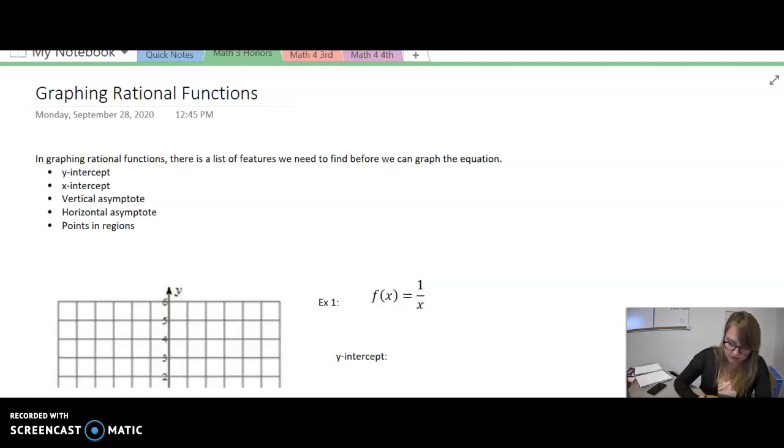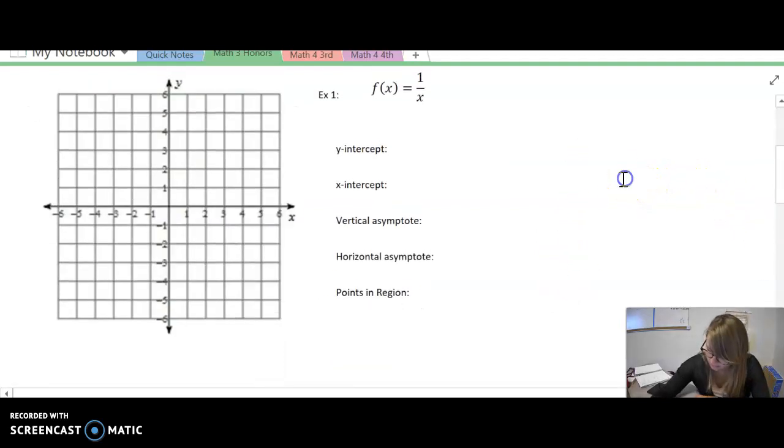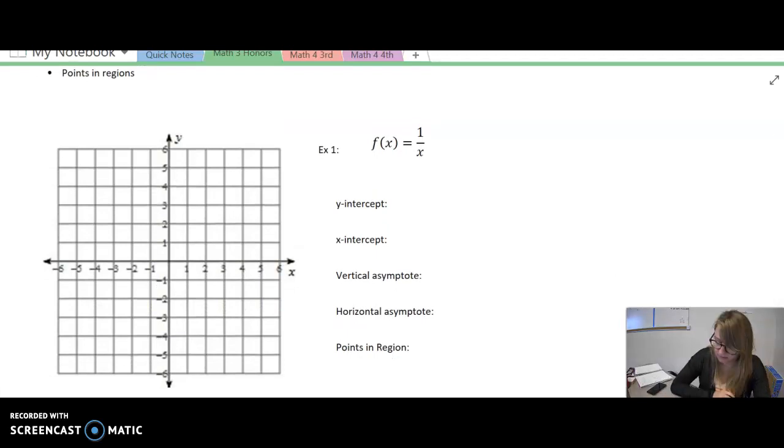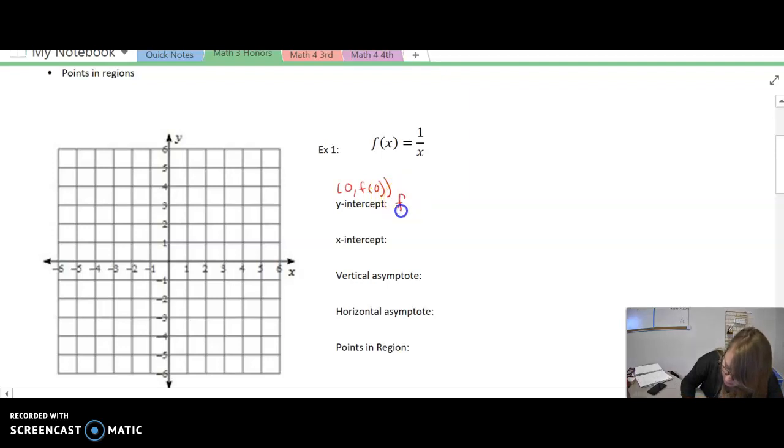Alright, so let's move on to our first example. The first thing that we need to find is our y-intercept. If you remember, to find our y-intercept, we're going to plug in 0 for x. So we have f of 0 equals 1 over 0. Well, 1 over 0 doesn't exist because anything over 0 just does not exist. Alright? And we'll get back to that, but we'll say that x cannot be 0.